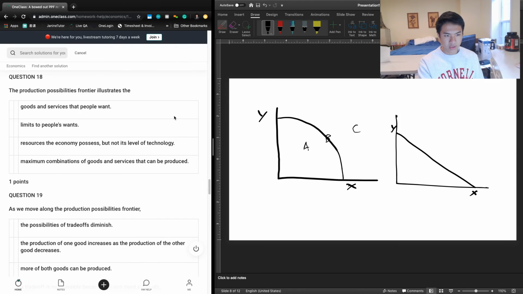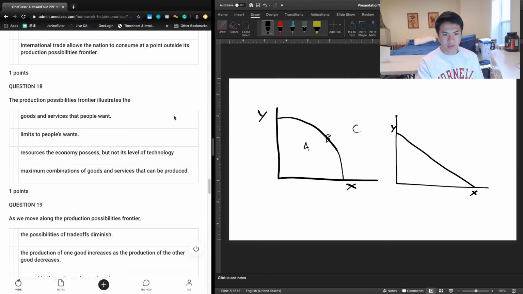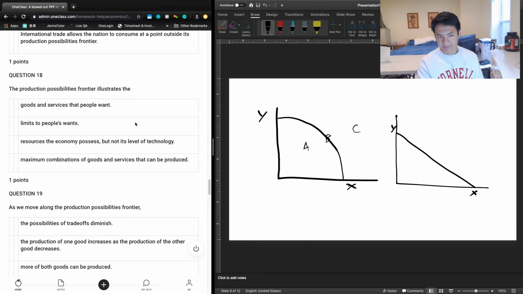Cool. Question 18. The production possibilities frontier illustrates which of the following? It says goods and services that people want. That's not the case. A PPF assumes a two-good model, but it does not necessarily assume that those two goods are the only ones that people want. It illustrates the limits to people's wants. It's not necessarily about wants in this case, but more about production. So we're taking a supplier's perspective rather than the consumer's. So that's not going to be the case there.